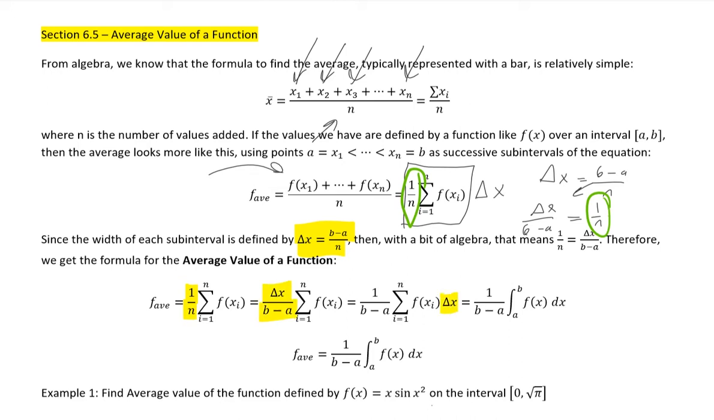Move the delta x onto the inside of the summation, because if I multiply all the values together times delta x, it's the same thing as multiplying each value individually. And then this summation with delta x is the definition of an integral. So we get 1 over b minus a times the definition of the integral. And that is our answer for how to find the average value of a function.